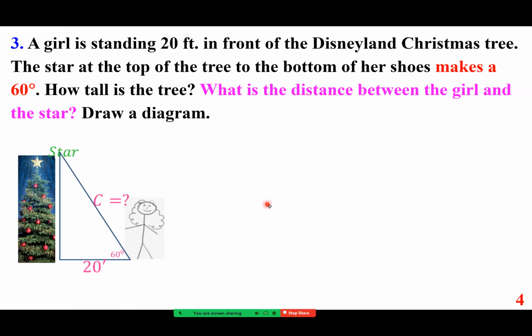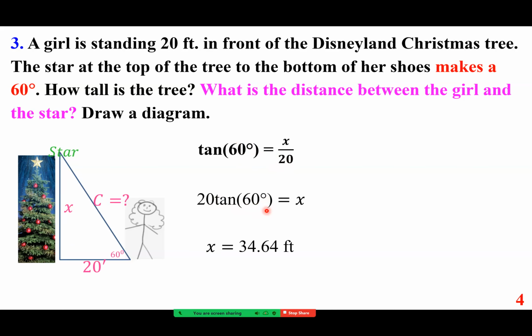So now, tan of 60 degrees is the opposite, which we are going to call x, over 20. Therefore, x is the product of these two. Tan of 60, we know it's square root of 3. And we put it into a calculator. And that's what we get.